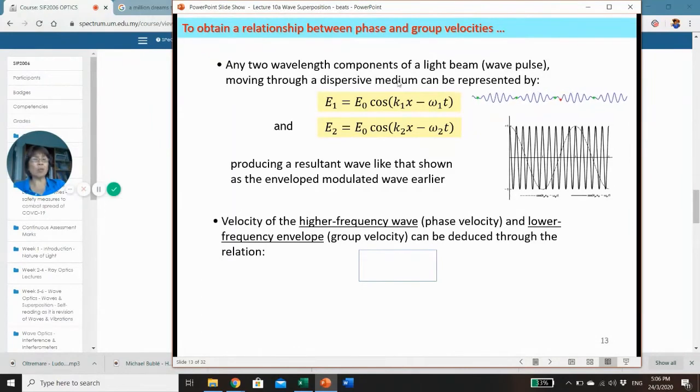Now, any two wavelength components of a light beam, that's the simplest example, taking two components moving through a dispersive medium, we can represent them using cosine functions. We can assume them to have the same amplitude, but they would have a different wave number or propagation constant, and here also different frequency. And then they will produce a wave, as we've done earlier. The velocity of this higher frequency wave, the blue phase velocity, and the velocity of the lower frequency envelope will give us the group velocity. They can be deduced through the relation given here. The velocity is related to the frequency and the wavelength, and we can equate it to the angular frequency divided by the wave number or the propagation constant.